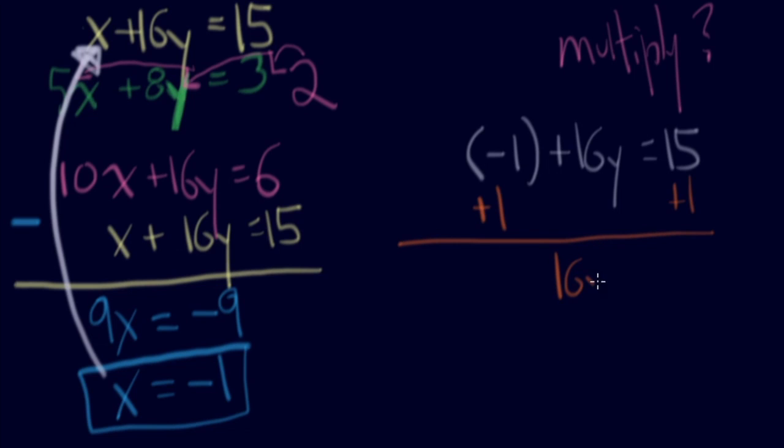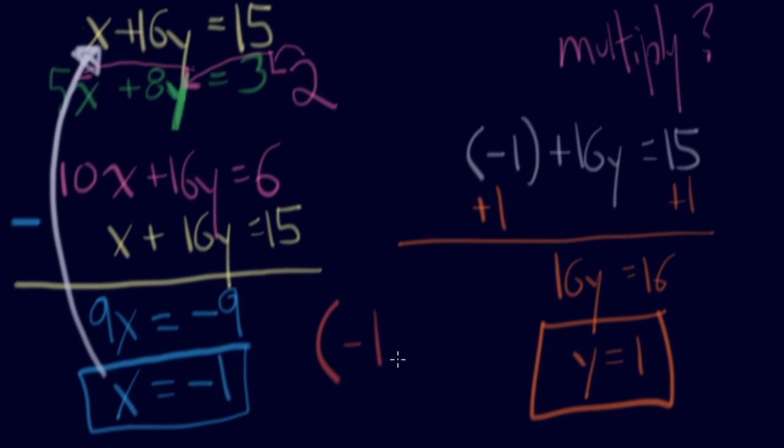So I would have 16y equals 16. So y equals 1. My final answer is where those two lines cross is the solution, and they cross at negative 1, 1. That's elimination when you had to do a little bit of multiplying. But what if you have to do a lot of multiplying? I'm glad you asked.